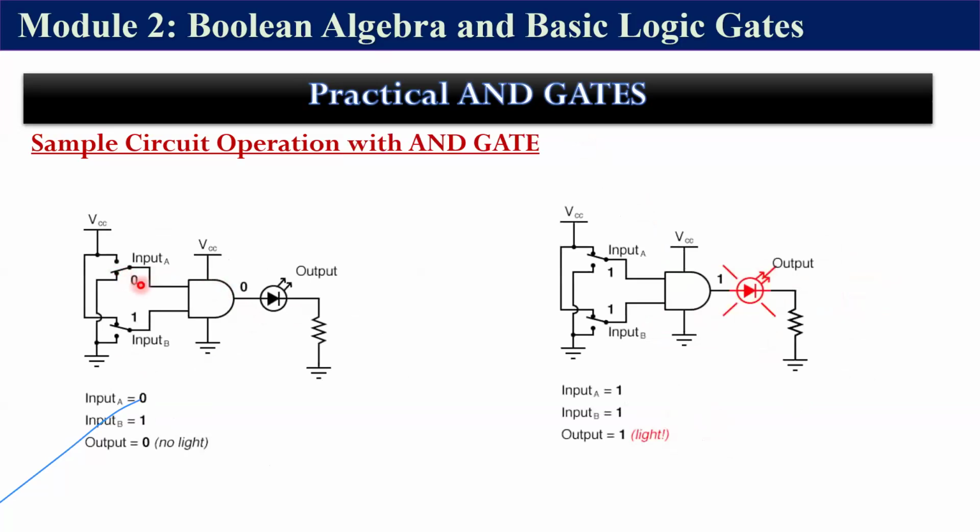We come here, we also have 0 and 1. I'm still not going to get any light at the output. And if I have 1 and 1 in this place, meaning I'm going to have 1 at the output and this light will come up. That's a typical example of a practical application of the circuit, the logic circuit gates.